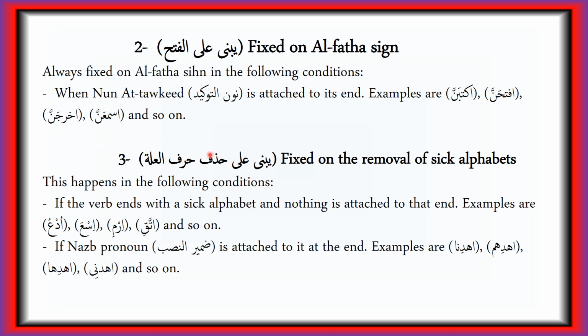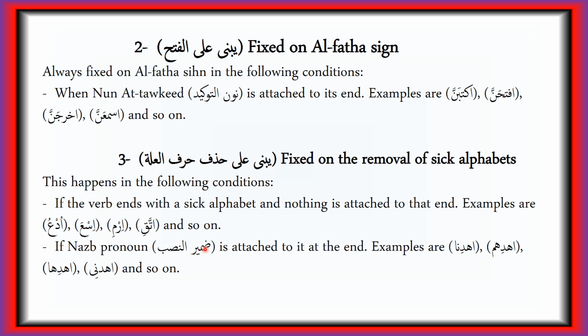Number 3, mabni ala hadhf harf al-illa, fixed on the removal of the weak letter. This happens in the following conditions. If the verb ends with a weak letter and nothing is attached to that end, examples are ud'u, is'a, irmi, ittaqi, and so on. As you can see, all of these verbs originally ended with a weak letter, but when they became command tense, their weak letter was removed. For example, ud'u originally had a waw at its end, is'a originally had an alif at its end, and so on.